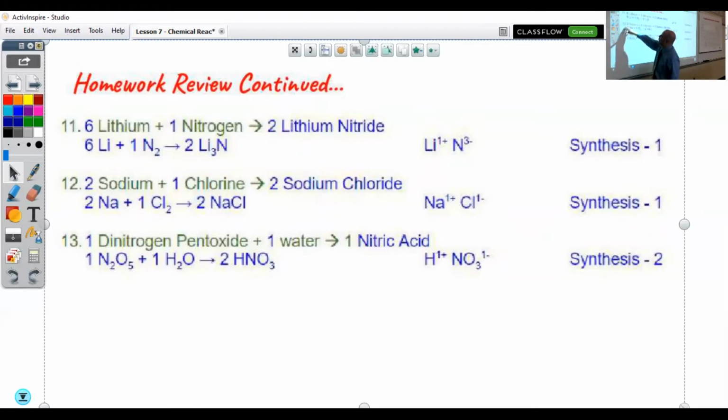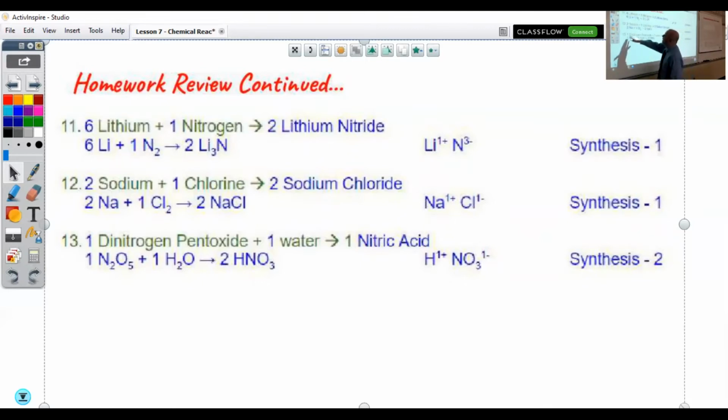In example number 12, we have sodium combining with chlorine to produce sodium chloride. +1, -1 means we'll get 1 of each. And then we just have to balance this equation. So we get 2 sodiums plus 1 chlorine gives us 2 sodium chloride.